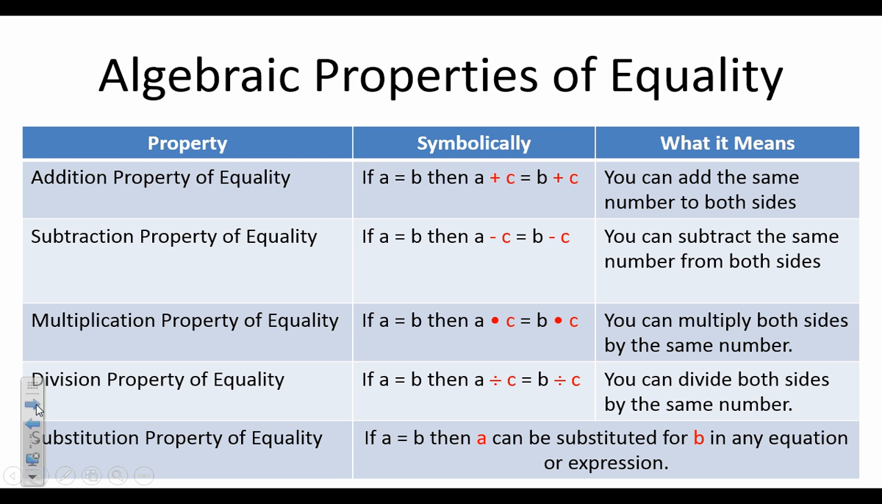And you know from algebra that the division property of equality says that if A times C equals B, then A divided by C is also going to be equal to B divided by C, provided C is not equal to 0. And I didn't put that up here. We know we can't divide by 0. So you can divide both sides by the same number, provided you're not dividing by 0. Lastly, substitution property of equality says that if A equals B, then A can be substituted for any B in any equation or expression.